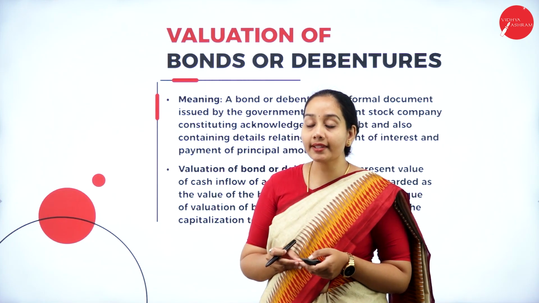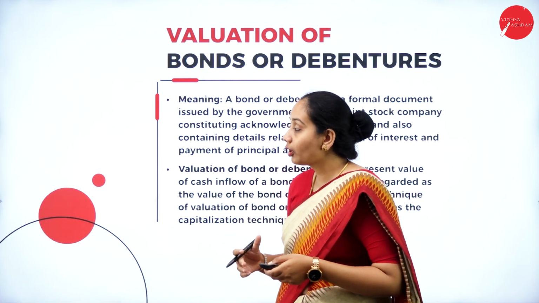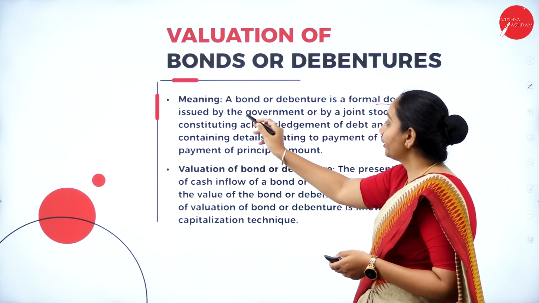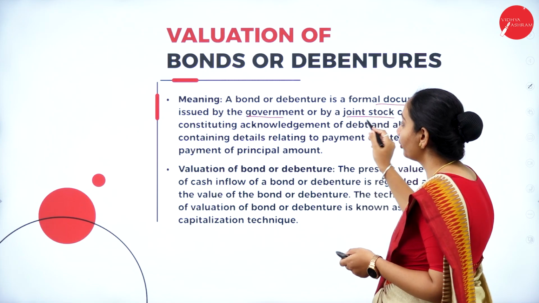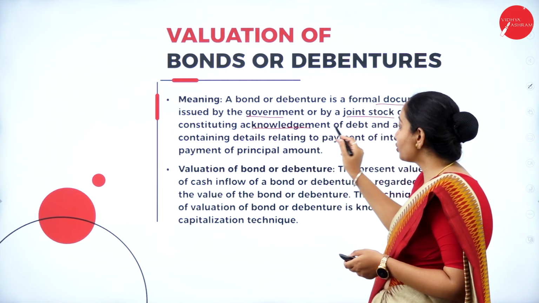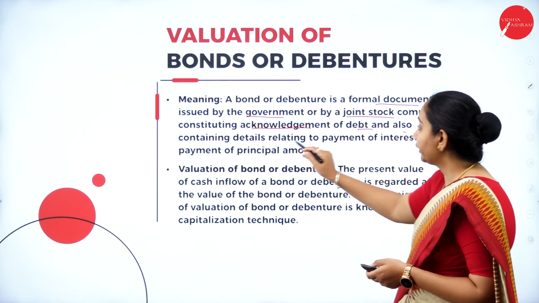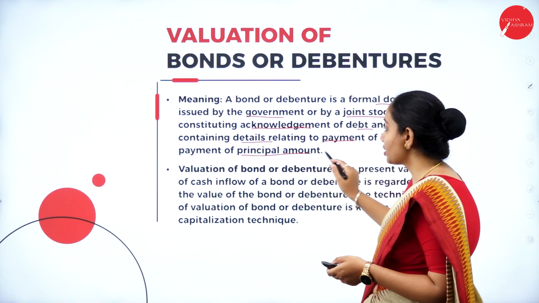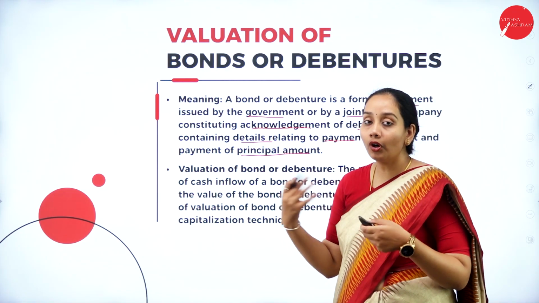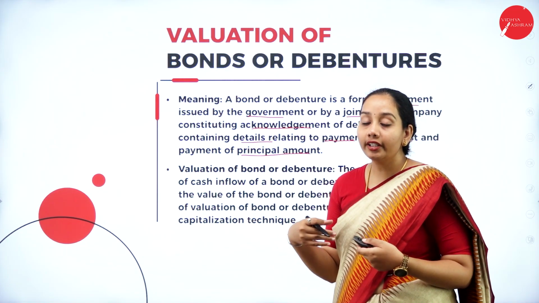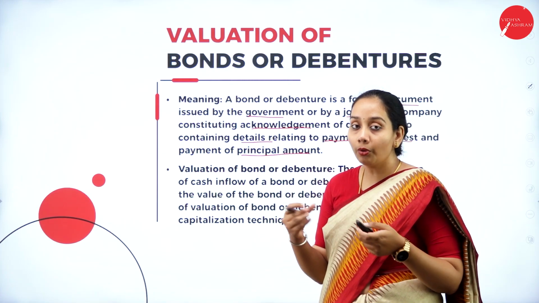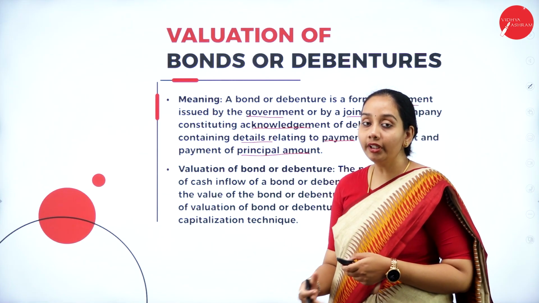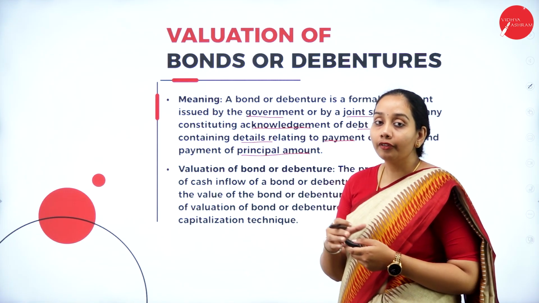So starting with the basic meaning and introduction about a bond or a debenture. A bond or a debenture is a formal document issued by the government or by a joint stock company, constituting acknowledgement of the debt and also containing the details relating to the payment of interest and payment of the principal amount. Both bonds and debentures are called debt instruments that will be issued by either the government or the issuing company for a period of time.